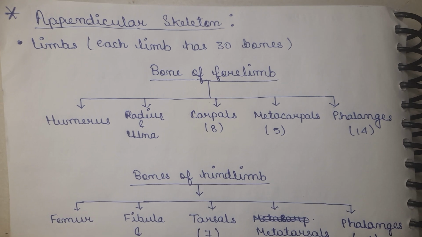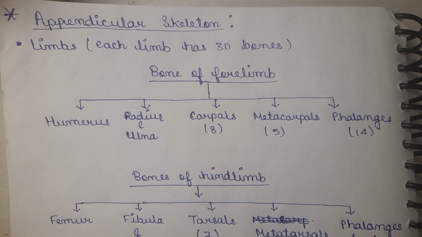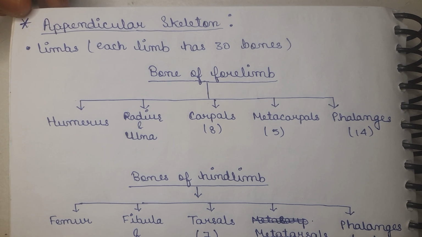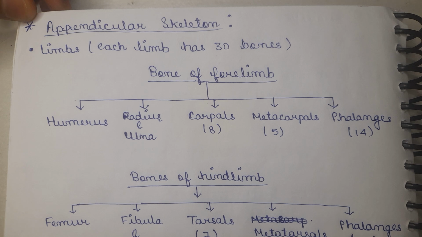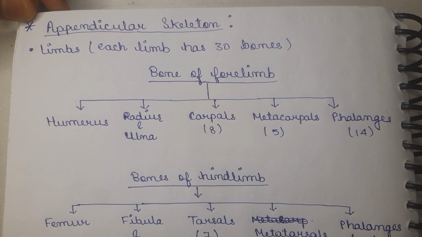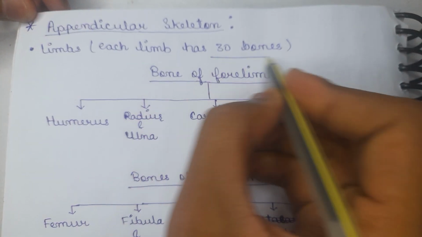Hello everyone, this video is totally based on the topic of the appendicular skeleton. In the previous lecture, we had already studied the axial skeleton. Now it's time to understand the appendicular skeleton, which involves the limbs, basically the forelimbs and the hind limbs. The limbs contain 30 bones.